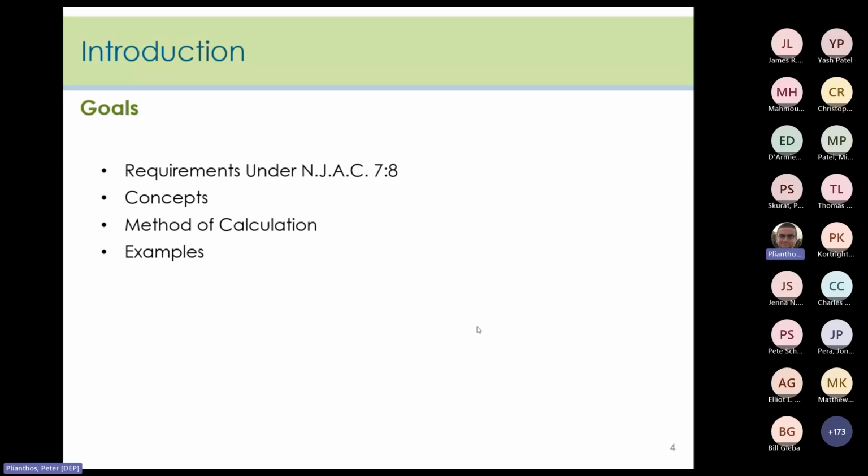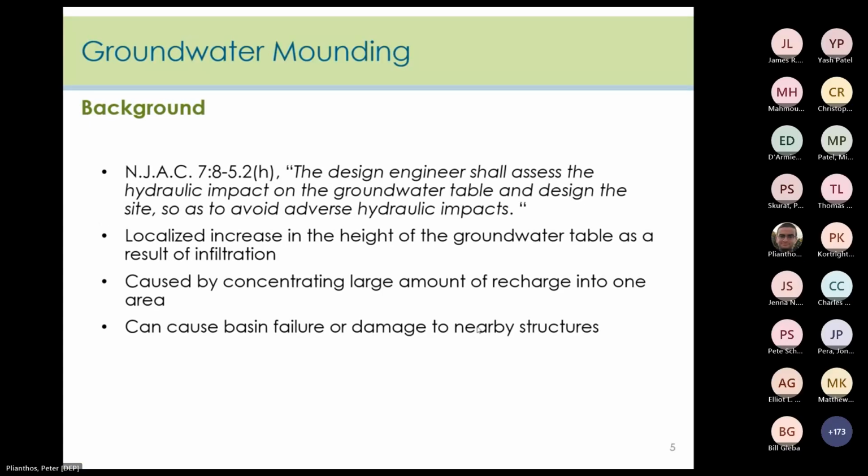My goal with this presentation is to cover the requirements under the stormwater management rules, as well as concepts, methods of calculation, and examples, all in relation to groundwater mounding analysis. The rules require we assess the hydraulic impact of the proposed development on the groundwater table and design the site to avoid adverse impacts.